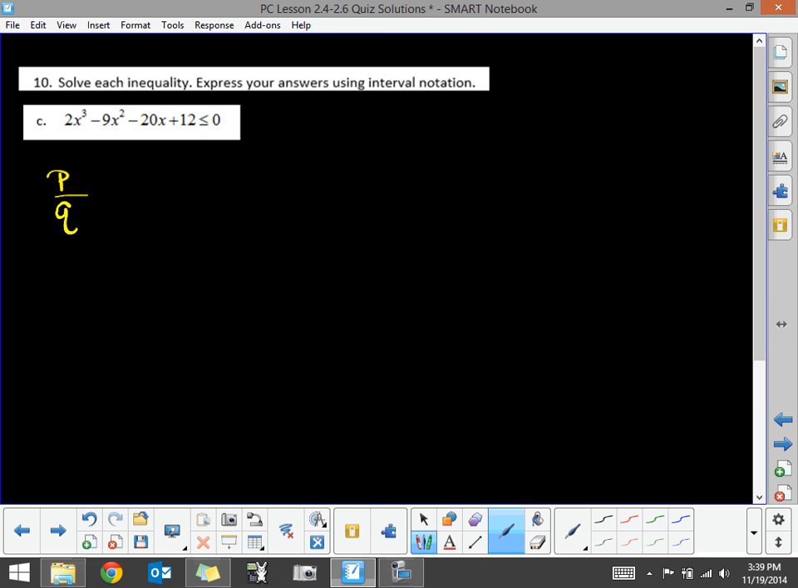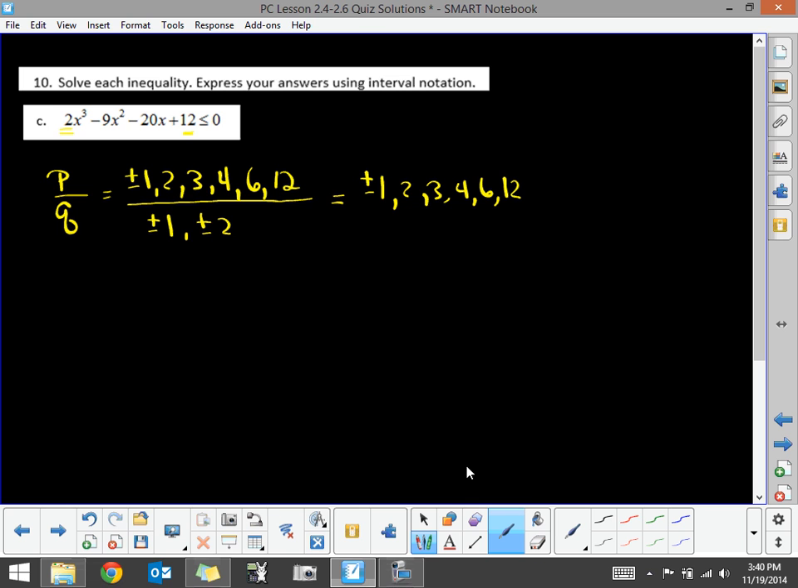So I'm going to look at the P over Q ratios to see if I can generate some rational zeros. I want the factors of the constant, which is plus or minus 1, 2, 3, 4, 6, and then we can go to 12. The Q stands for all the factors of the leading coefficient, so it's plus or minus 1 or plus or minus 2. So our possible rational roots would be a combination of all the ratios of, we got 1, 2, 3, 4, 6, 12 if we divide by plus or minus 1.